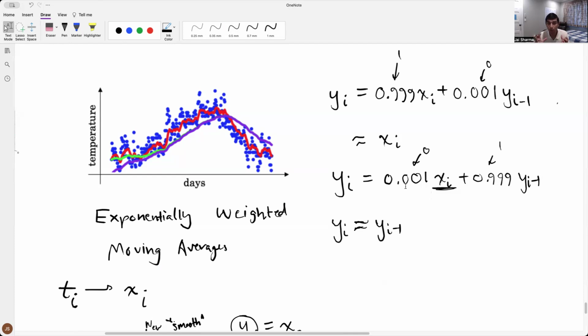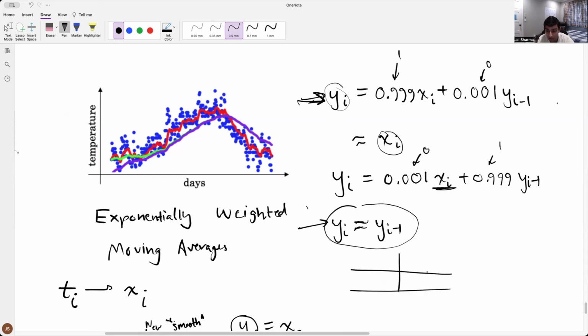Because if it's very close to 1 and you have a lot of variability, then you capture more of the data, but you're not really smoothing anything, right? And that's what this first example is. There's no smoothing really going on over here because you're essentially just setting yi equal to xi. And in the second example, there's too much smoothing going on because it's going to be like a flat line, right?